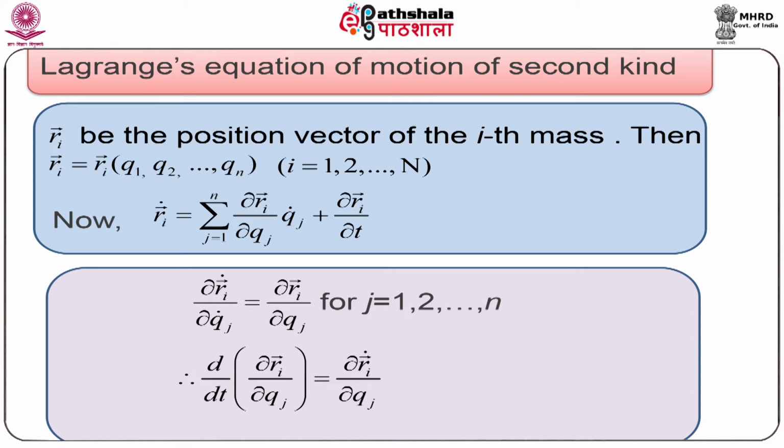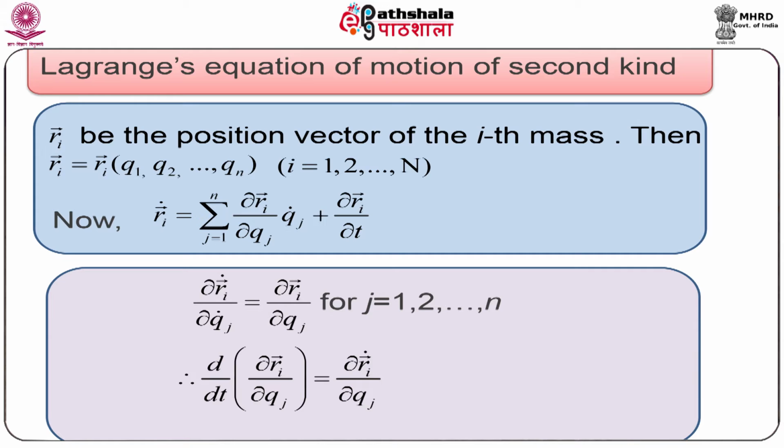Let us differentiate this equation with respect to qj dot. Then we get del/del qj dot of Ri vector dot equal to del/del qj of Ri vector. We get it from this term. This is independent of qj dot, so we get this one. This result is valid for j equal to 1, 2 up to n.